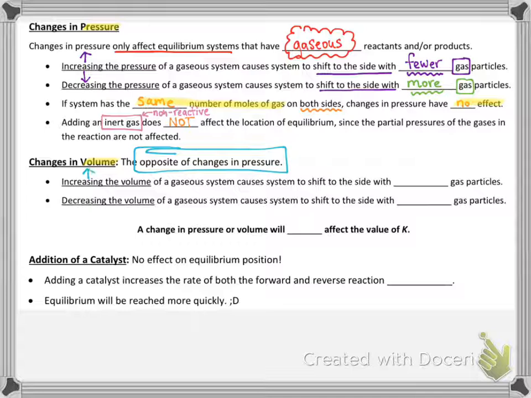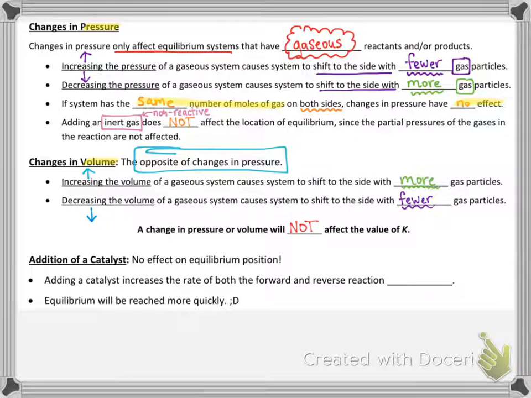So if you increase the volume of a gaseous system, you've given it more space, that decreases the pressure, so it's going to shift to the side with more gas particles. It's got space for more. And of course, the opposite. If you decrease the volume, it doesn't have as much space, so to reestablish equilibrium, it will shift to the side with fewer gas particles. But of course, as long as you are at constant temperature, changing the pressure or volume will not affect the value of your equilibrium constant K.